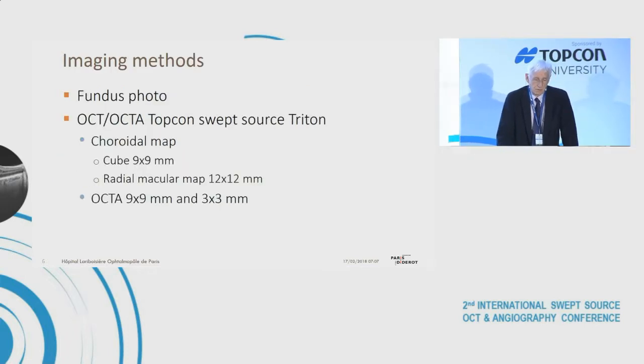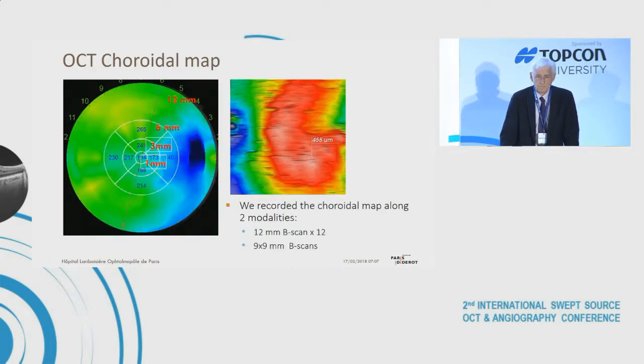We took fundus photos, and OCT and OCTA were recorded on the Topcon swept source with several choroidal maps: a cube of 9 by 9 millimeters, a radial macular map with 12 B scans of 12 millimeters, and on OCTA 9 by 9 and 3 by 9 millimeters.